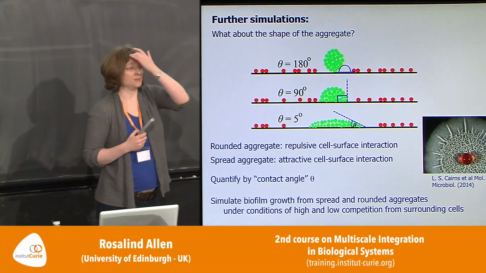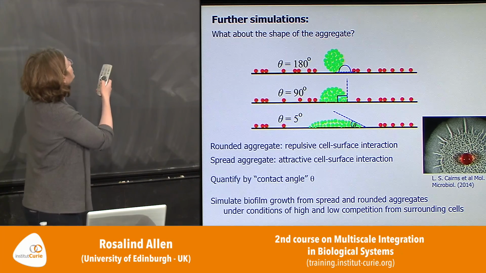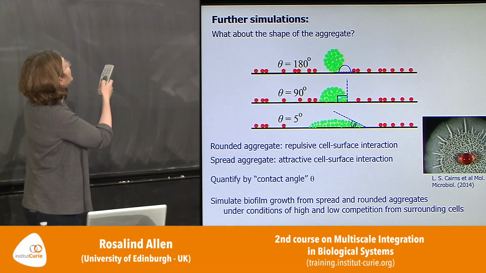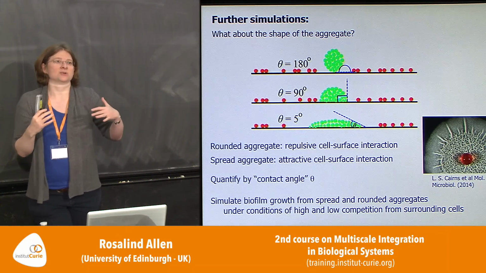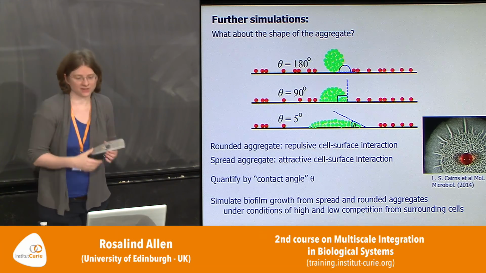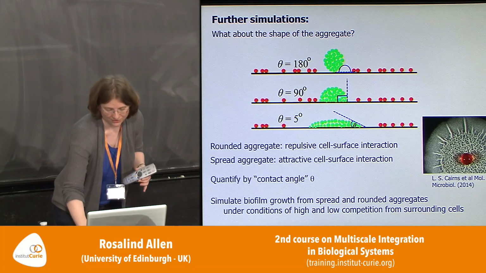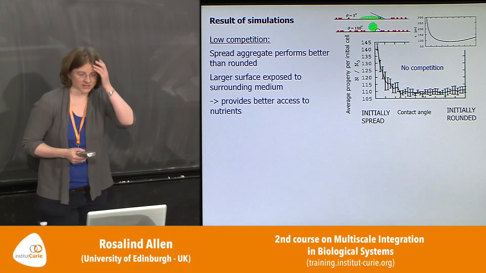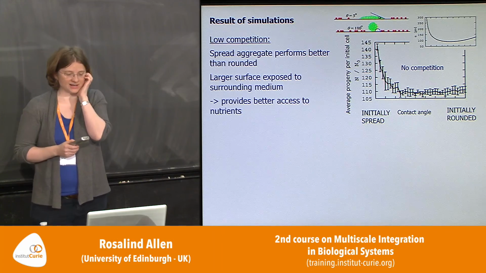So what he did in his simulations is he initiated different simulations with aggregates of different shapes, ranging from this very flat one to this very round one. And he also varied the extent of the competition from these surrounding single cells to find out which aggregate shape is best at competing with the single cells. Okay, and so the results of the simulations are shown here.